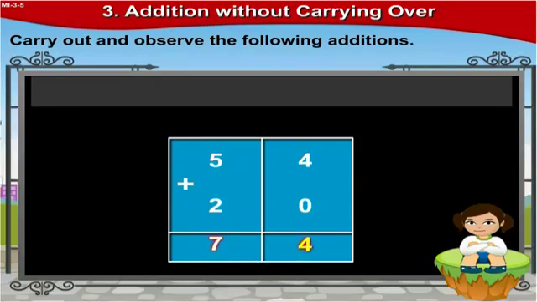Now the next sum. 20 plus 54. If you notice the units column, 0 plus 4 is 4. 2 plus 5 is 7. So the answer is 74 again. Now the next sum. 70 plus 8. In the units column, 0 plus 8 is 8. In the tens column we have only 7, so the answer is 78.